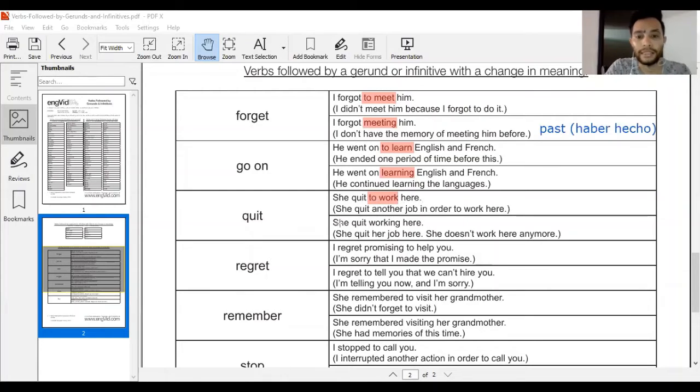Now, quit, ing, she quit working here. She quit her job here and she doesn't work anymore. What do you think it means? ¿Qué significa, qué creen que significa esta oración? She quit working here.